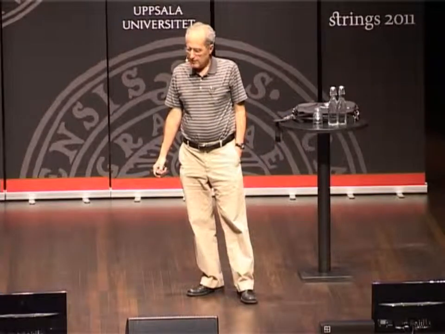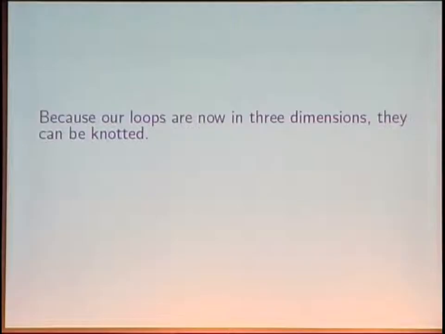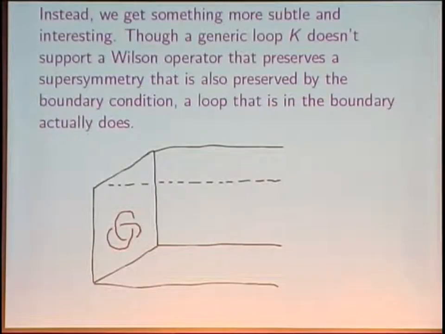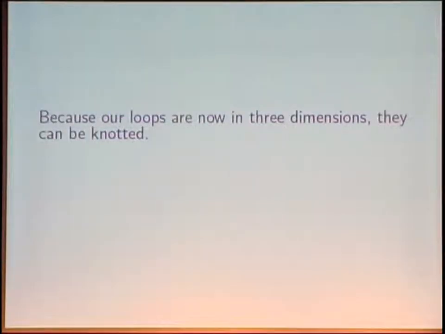Now, this becomes more interesting because now our loops are in 3 dimensions, so they can be knotted, as in the example I drew. So the expectation value of this Wilson loop operator will be different than the expectation value of an unknotted Wilson loop operator in the boundary. So finally, we're going to get something interesting.